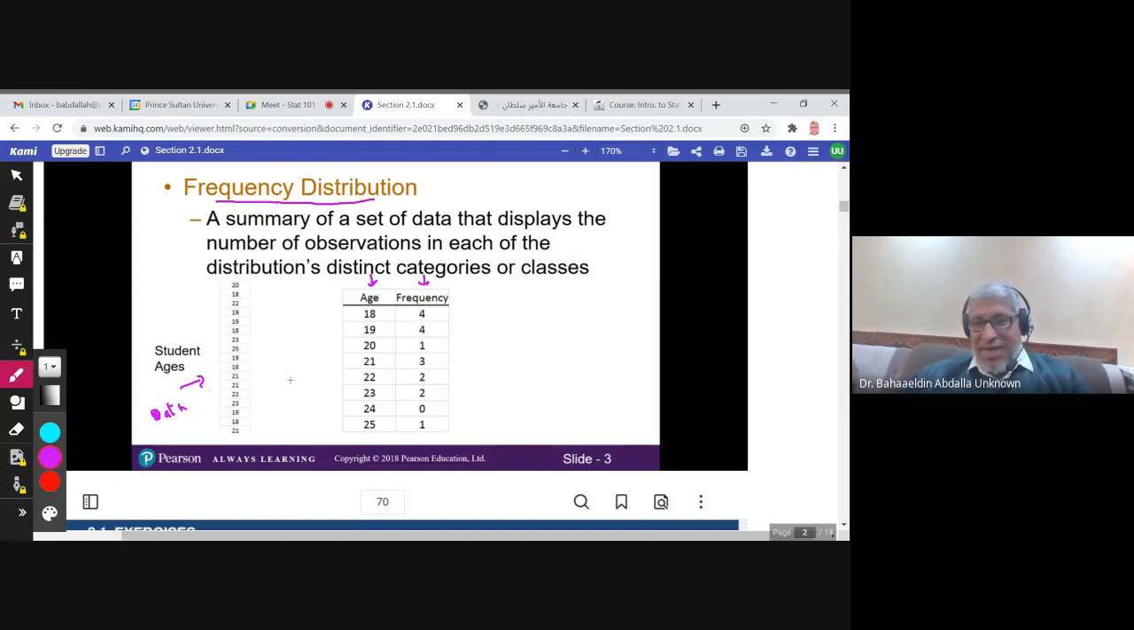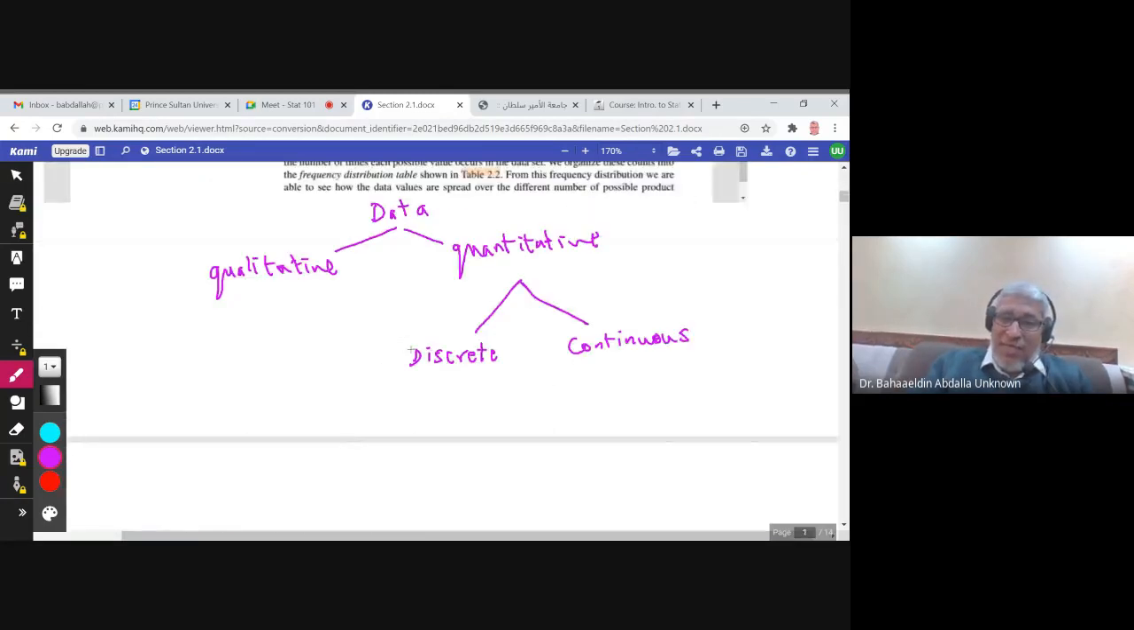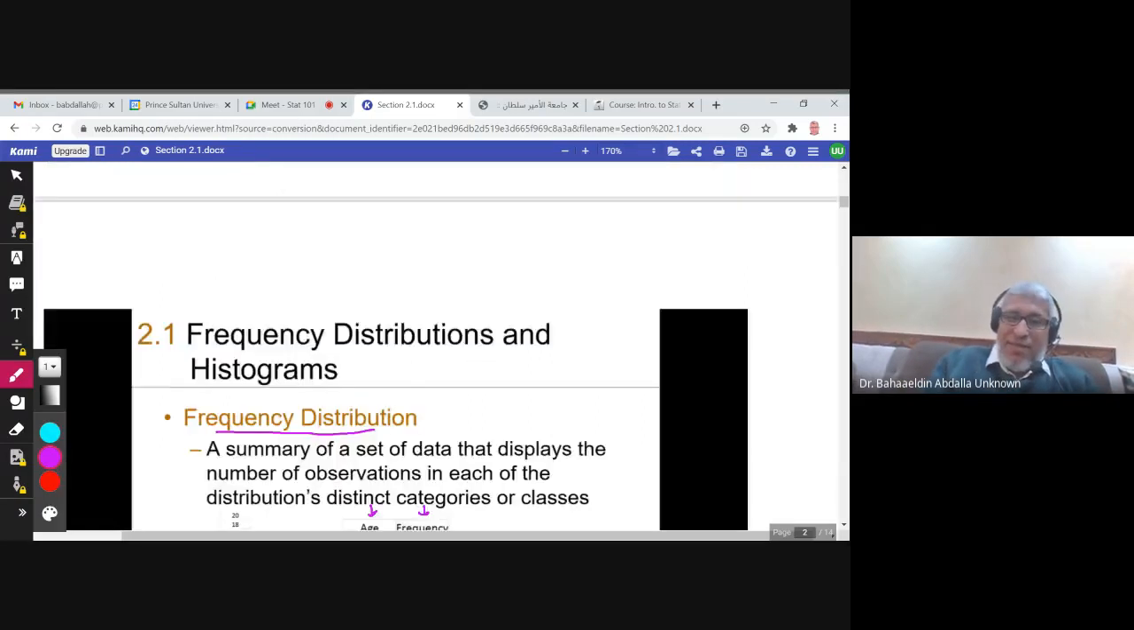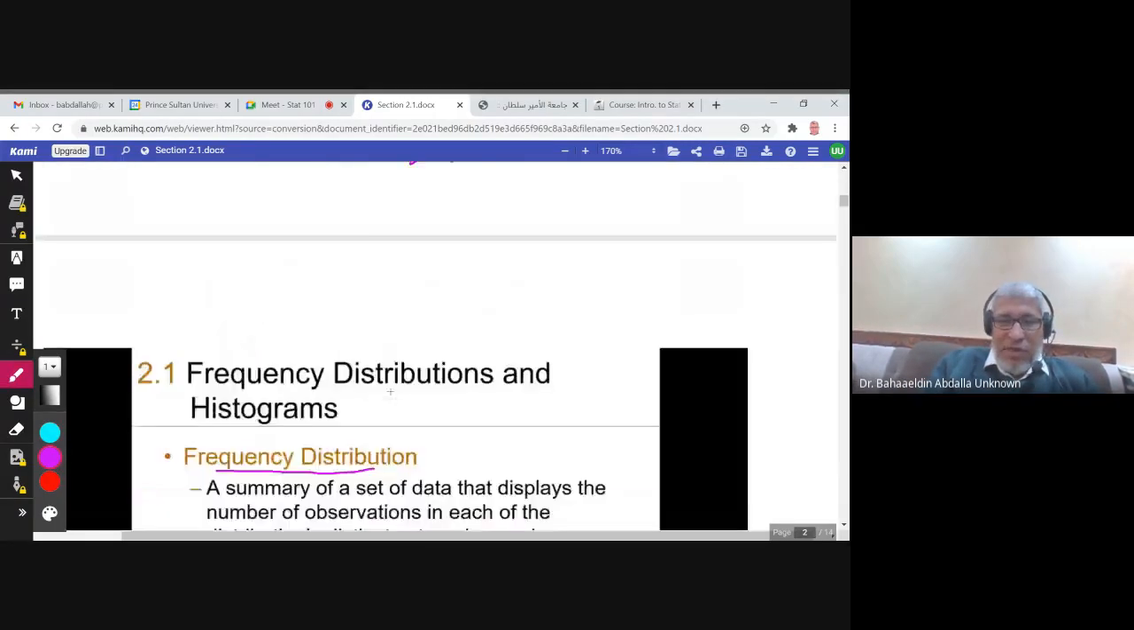But this is an example of a frequency distribution for a discrete quantitative data. But we will make frequency distributions for qualitative data, for quantitative discrete, and for quantitative continuous. So you have to understand how to make frequency distribution in each of the 3 cases. This is the discrete data, okay?